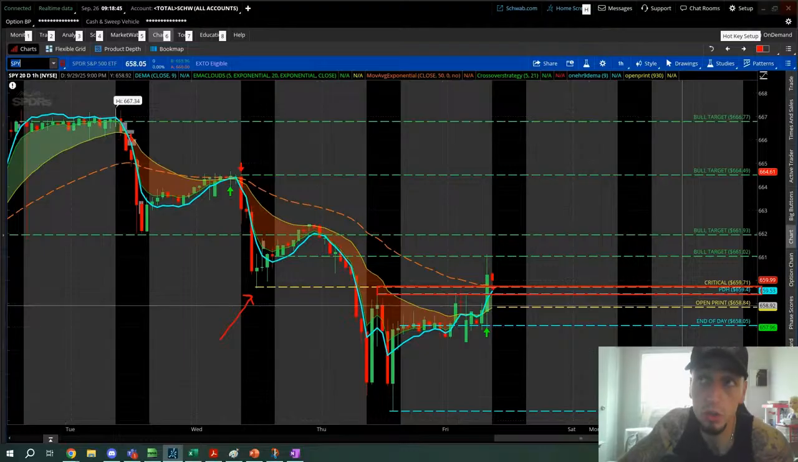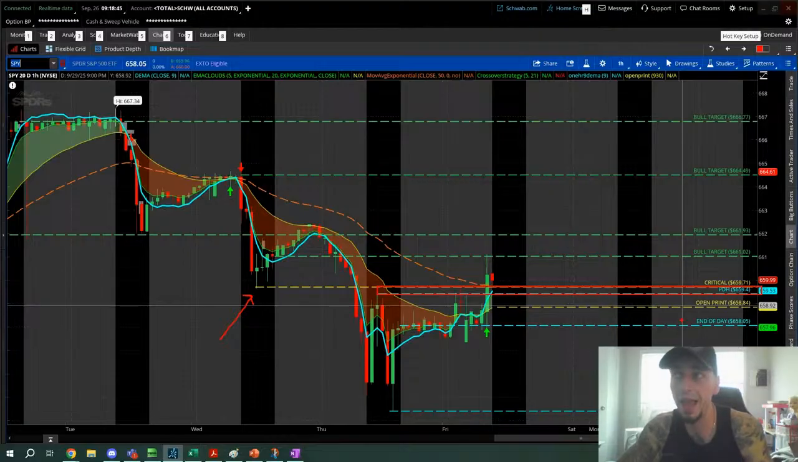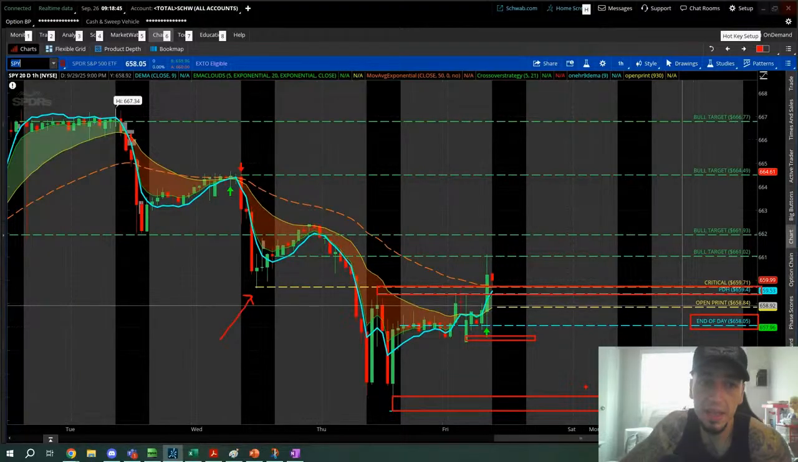Well, if buyers lose this and sellers show a lot of strength, I'm then going to be a lot more bearish. I'm going to be looking for a move down to end of day, pre-market low, and previous day low. Those are our downside targets in the event buyers lose PDH.